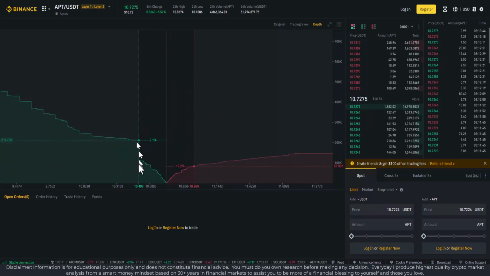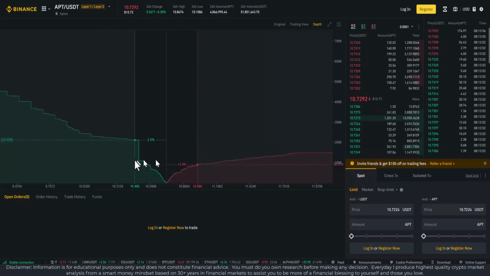What is this thing? It's a buy wall. What does it mean? There's a really large order placed here in the order book at literally $10.50, very, very close to it. So what is this particular depth chart saying to us? Please let me know in the comments.